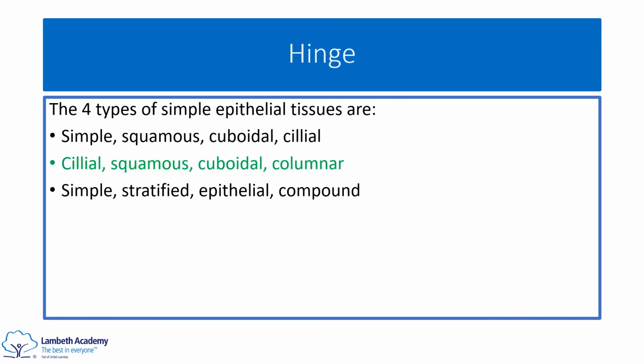So the correct answer is ciliated, squamous, cuboidal and columnar. The reason for that is because when we are thinking about the 4 different types of epithelial tissue, we know that that question is asking you what cells the tissues are made up of. If we look at the first answer, we know that simple on its own is not one of the types of cells that make up epithelial tissues. And again, we know that compound is not a simple epithelial tissue.